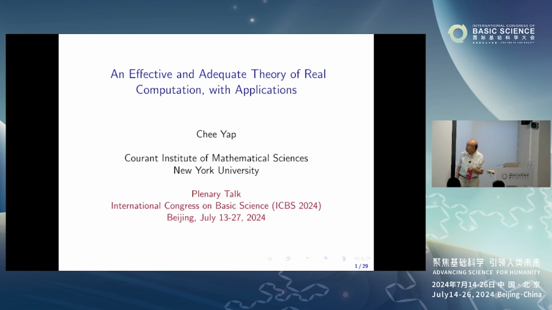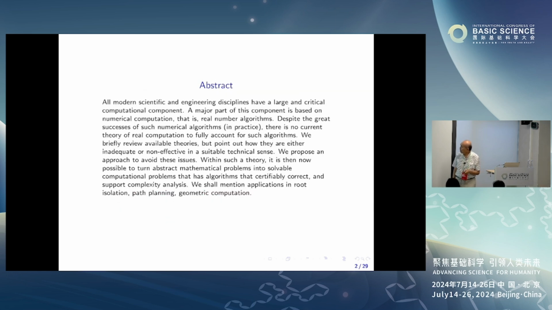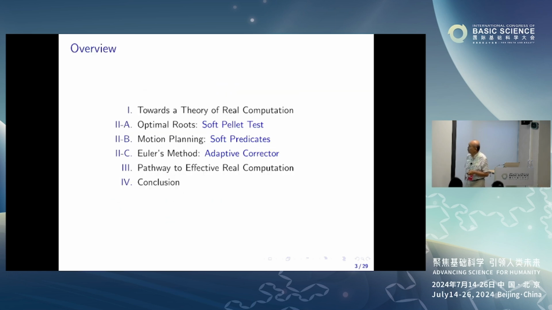Okay, so let me begin. I'll have a lot of slides, so bear with me. The structure is that I have 4 parts. Introduction to the theory of real computation, and then I'm going to go over 3 areas of application: optimal roots, finding roots of polynomials; motion planning, planning the path of a robot; and Euler's method, tracking a homotopy path.